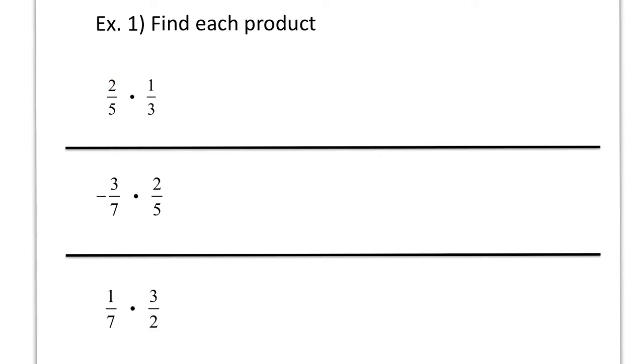So when you cannot cross simplify, you are going to multiply the numerators. I'm looking at the top, 2 times 1, that is 2. And then you multiply the denominators, the bottom, 5 times 3, that's going to be 15. You can double check if you can reduce the fraction right here, 2 over 15. 2 doesn't go into 15, 15 doesn't go into 2. So they don't have a common number that you can divide by. So that is my answer. My answer is 2 over 15.